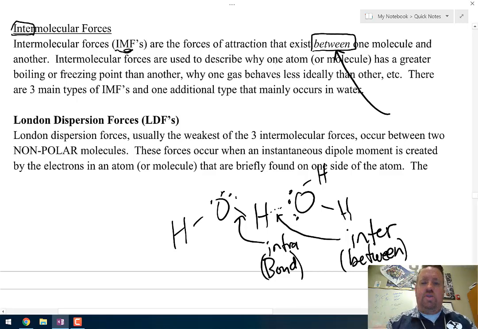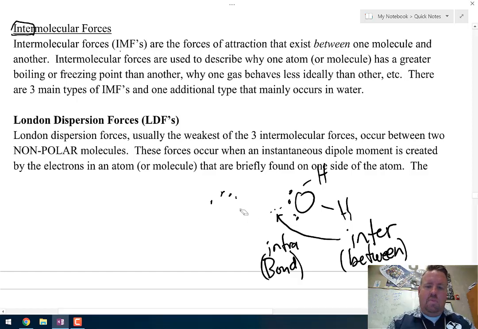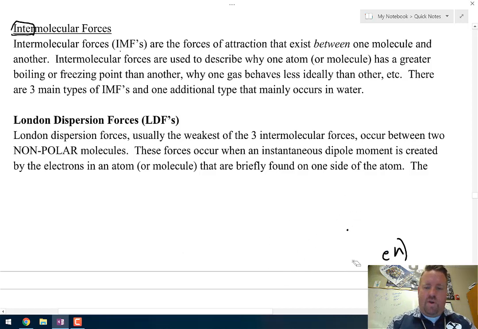They are used to describe why one atom or a molecule has a greater boiling or freezing point than another, why one gas might behave more or less like an ideal gas. There's lots of different ways that we use intermolecular forces. That's just a couple of examples. But let's go through intermolecular forces, and then we'll talk a little bit more about where you might see them, the types of questions that you might see, etc.